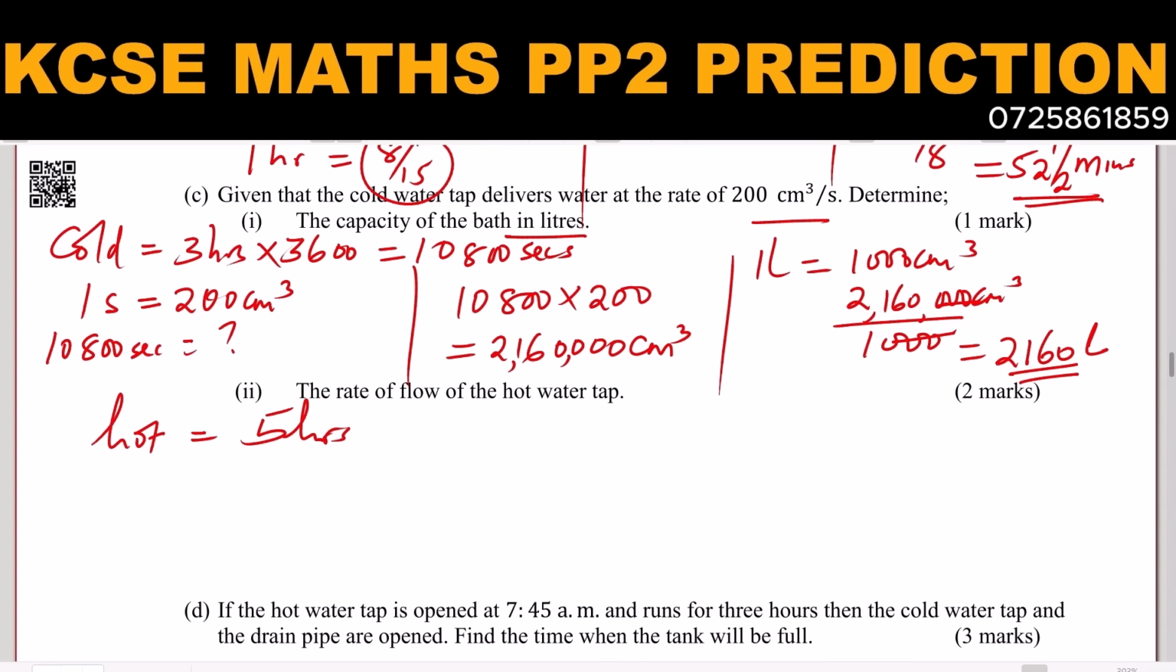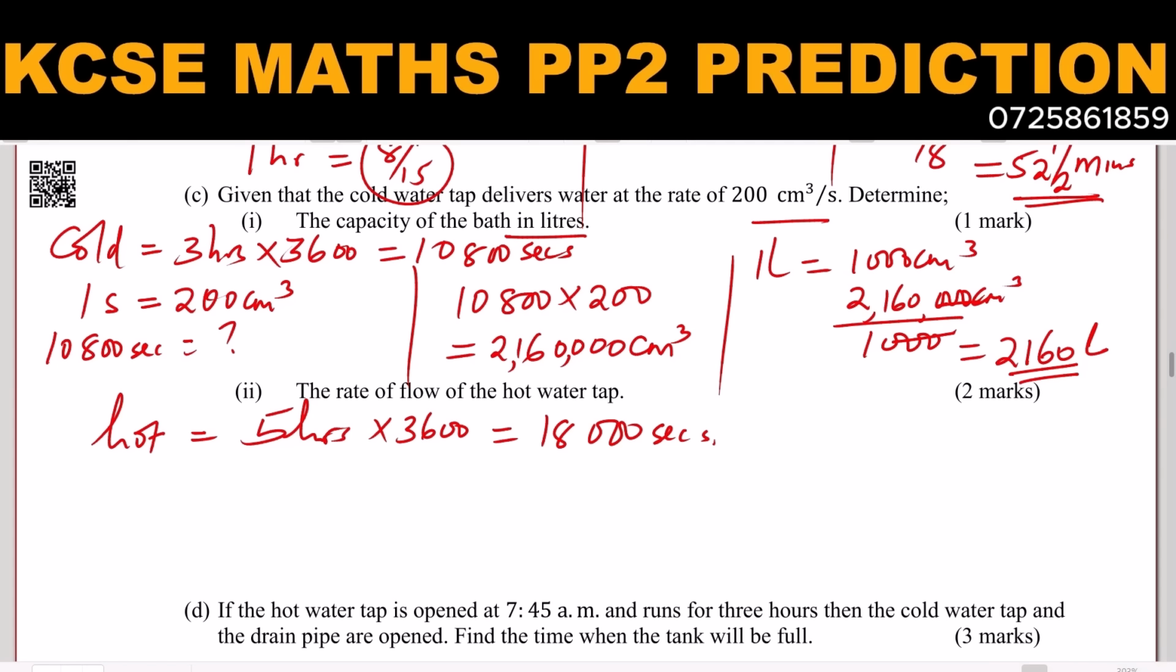So having these, we need to get how many seconds are these. So we just multiply 5 hours multiplied by 3600. 1 hour is equal to 3600 seconds. This will give 18,000 seconds. So that is the time taken by the hot water tap to fill the tank, 18,000 seconds.